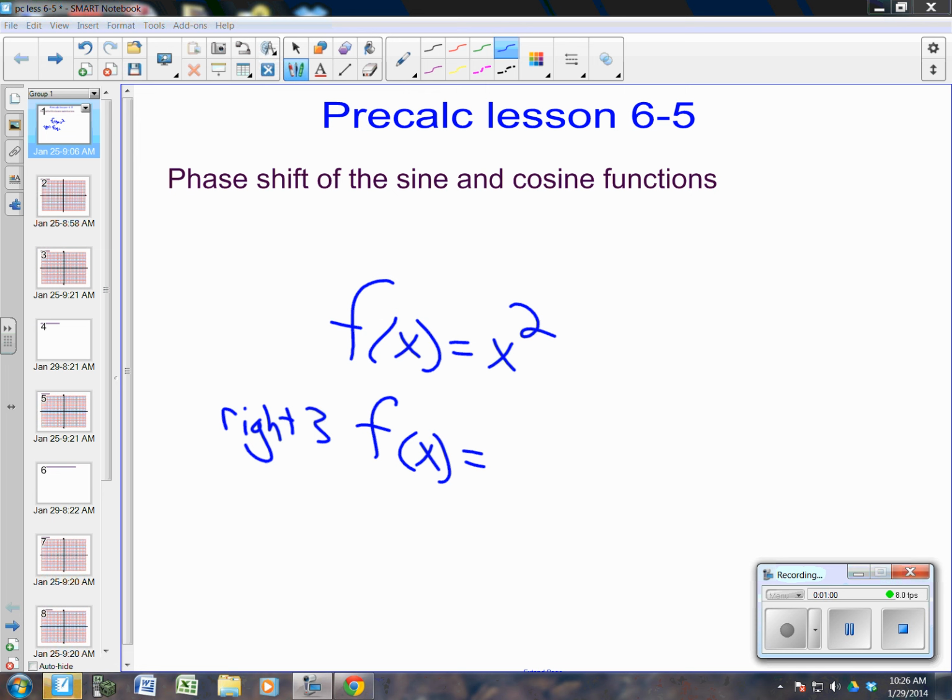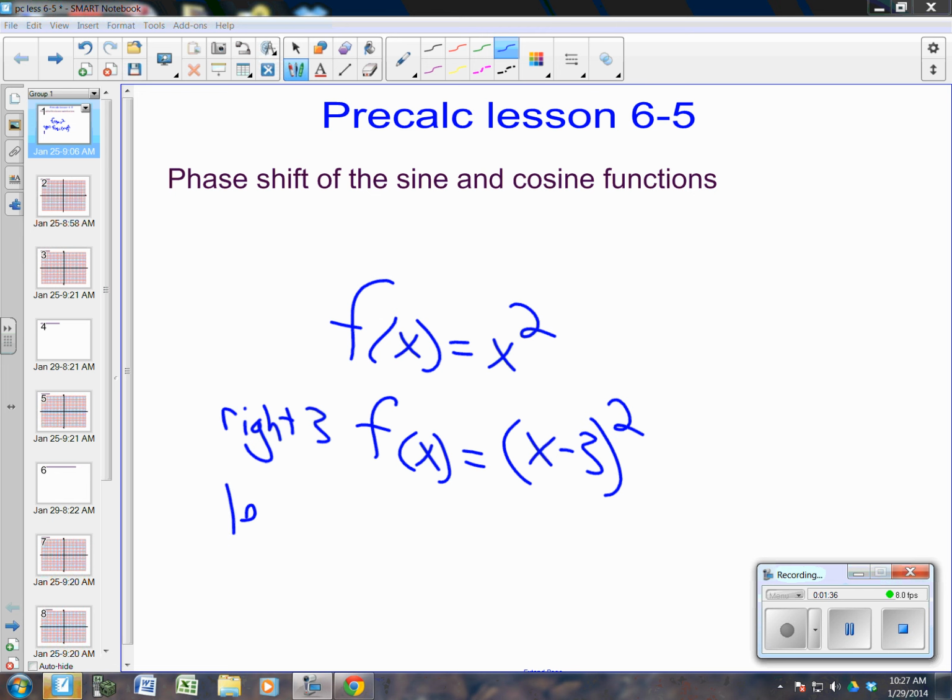What did we do? Do you remember you got to replace inside the function? What would I replace x with? If I want to shift it right 3, I would replace x with x minus 3. You guys don't remember this stuff? Actually, we did it last year, so it's been a little while. But to shift it right, we replace x with x minus 3.